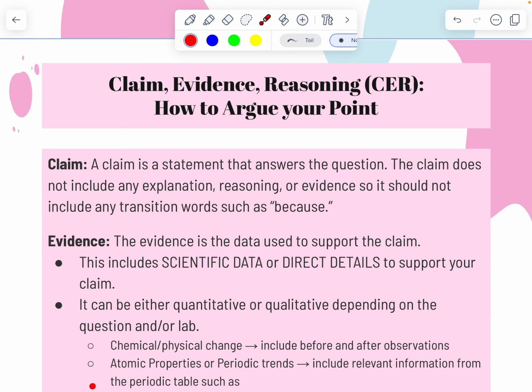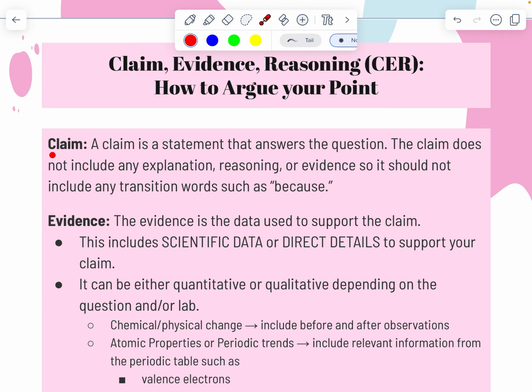And some of the things that we have on here, you won't necessarily know how to do yet, but we will reference them as we go through, or we'll kind of learn specifics as we learn some new chemistry concepts. So the first part of your CER is your claim, and a claim is a statement that answers the question. This doesn't include any of your explanation, reasoning, or evidence, so it shouldn't include any transition statements such as because. So you're just answering, it's a chemical change or it's a physical change. Whatever the question is that's being posed, you're just answering that statement and making a claim.